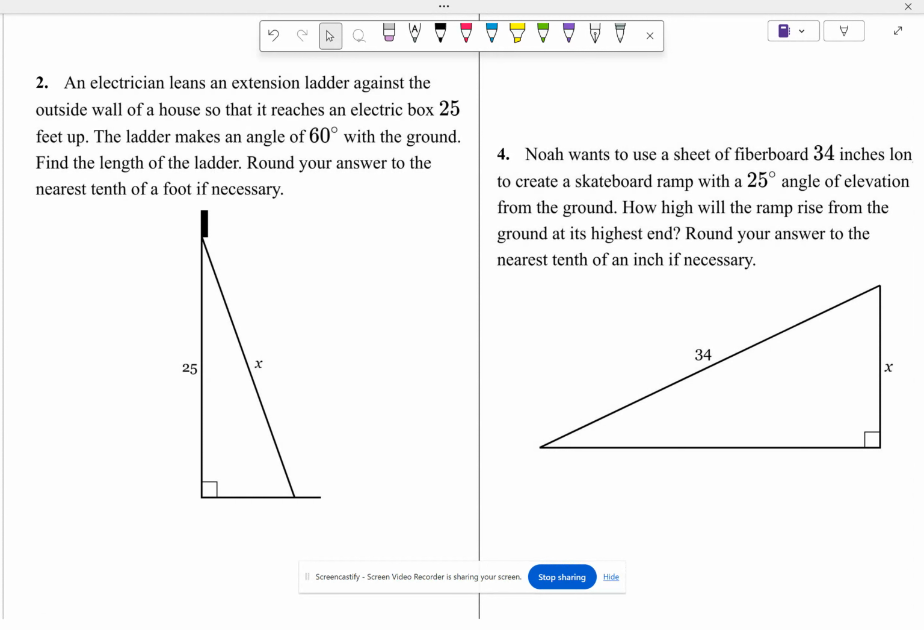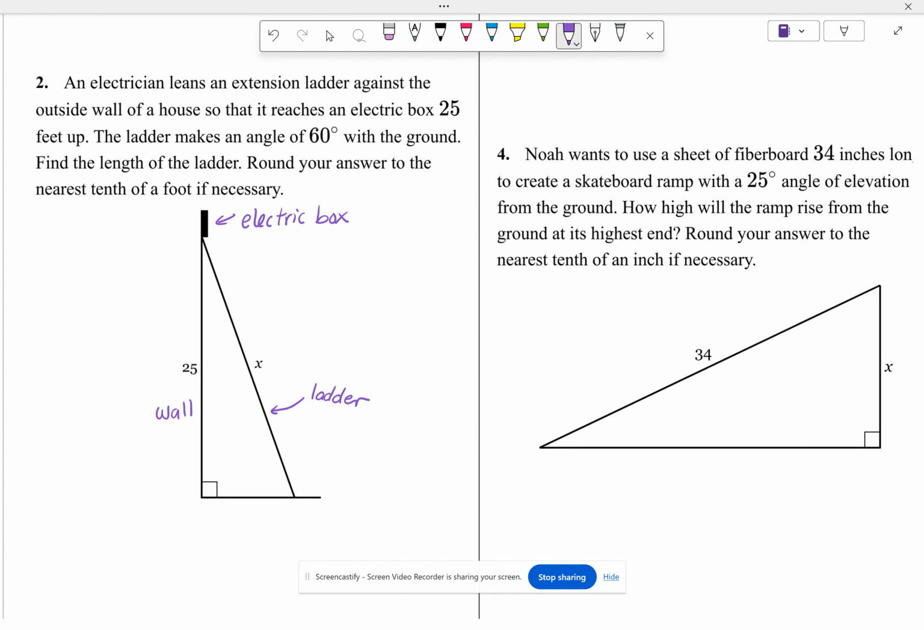All right. So, the electrician leans a ladder against the wall. If it's helpful to you, you can always label the picture. You can always label the picture, right? This is the ladder, and then this is the wall. This is the electric box up here. Maybe this information helps you see it a little clearer. Maybe it doesn't.